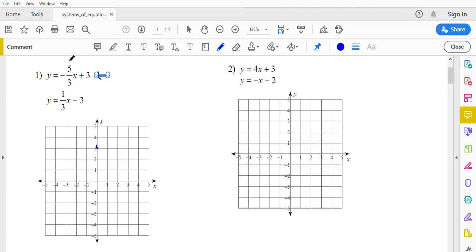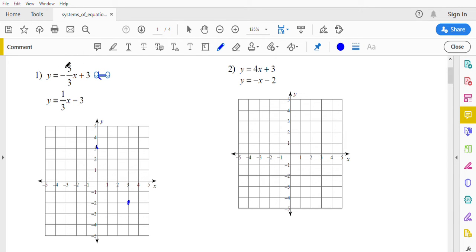In other words, if I plug in 0 for x, I will get out 3 for y. So negative 5/3 times 0 is 0, plus 3 is 3. So (0, 3) is a point on my graph. Again, my slope is negative 5/3, which means I'm going down 1, 2, 3, 4, 5, and to the right 1, 2, 3. Don't forget that if it has a negative slope, it should be going down.